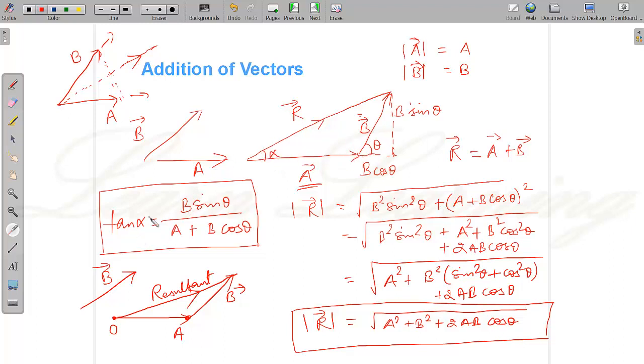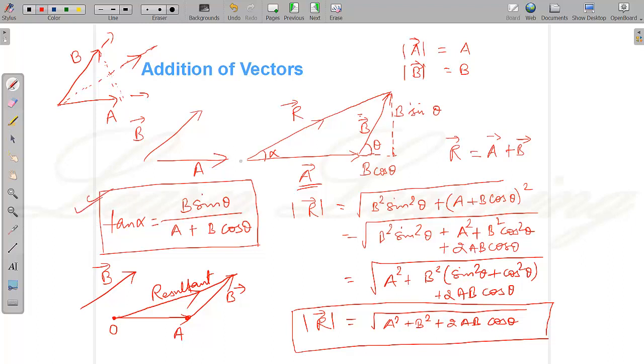So how do you see that? Tan alpha basically means what? In this triangle, tan alpha will be equal to b sin theta, the perpendicular, divided by the base, a plus b cos theta. So tan alpha is equal to b sin theta divided by a plus b cos theta.